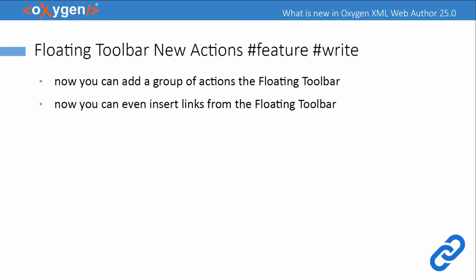Now I will show the floating toolbar new actions. Now we made it possible to configure the floating toolbar to have button groups so that you can put multiple actions inside a group. And for example, we use that to group the add link actions from DITA that will show right now.